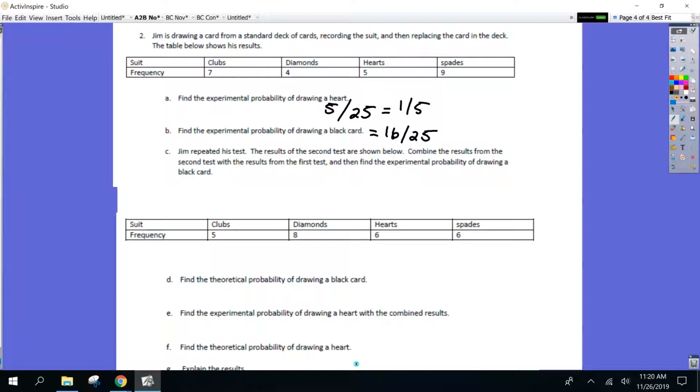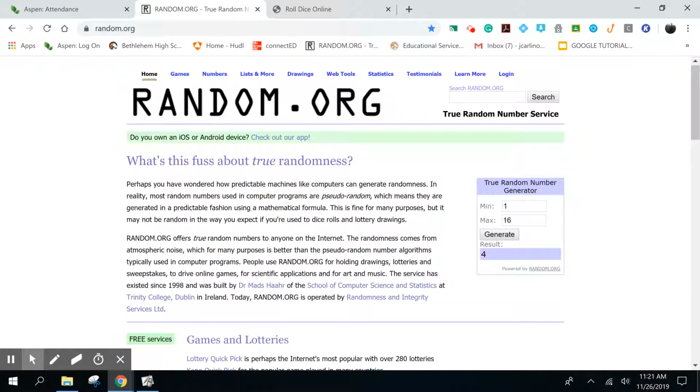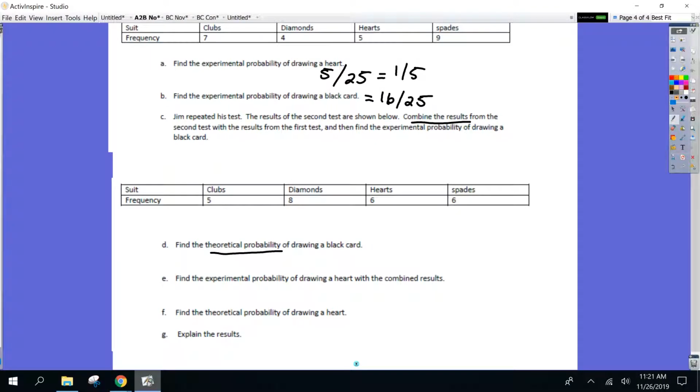All right. Now what he did it again and combined his results. Okay, that's what part C is saying. Jim repeated his test. The results of the second test are shown below. Please combine the results now to answer these questions. What's the probability of drawing a black? Theoretical probability, which means what should happen. Standard deck of cards in front of you. What's the probability you draw a black card out? Not from his experiment. How many black cards are in the deck? 26 out of 52, so 1/2 shot, right? 1/2 your probability.